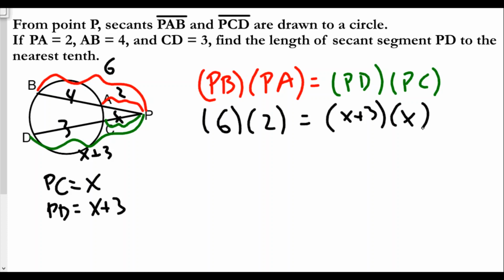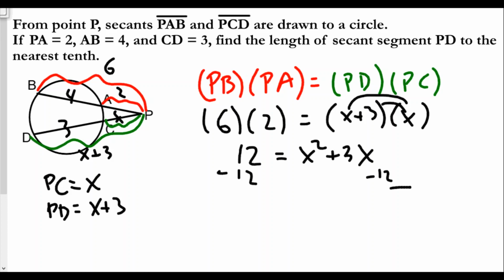So 6 times 2 is 12. X times x plus 3, we're going to use our distributive property and get x squared plus 3x. Now at this point, we'd probably say, okay, well, normally it's a quadratic equation, so I would normally set the equation equal to 0, so subtracting 12 on both sides. 0 is equal to x squared plus 3x minus 12.